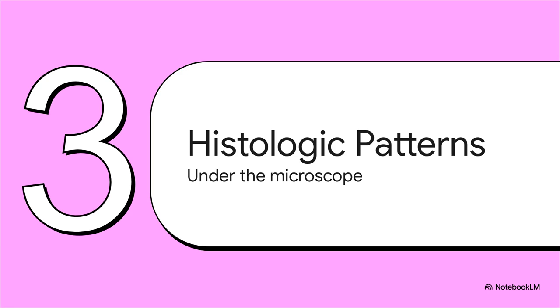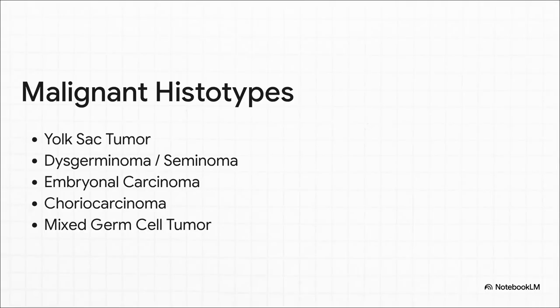All right, let's zoom in a little closer, shall we? Now we're at the microscope. Our eyes are glued to the glass, and we're ready to uncover the secrets hidden inside these tumor cells. So the CAP checklist gives you a complete list of histologic types to consider. This is what makes sure you're a sharpshooter, right?